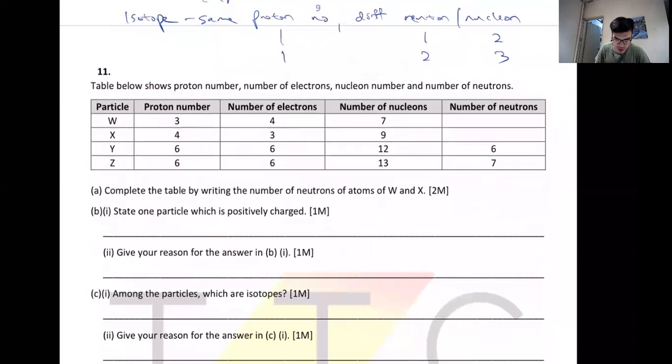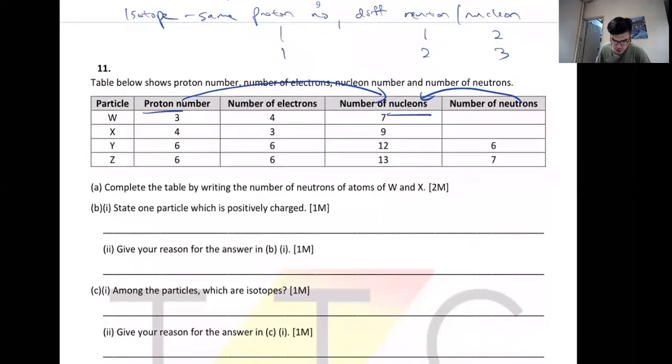All right, the table below shows proton number, electron number, nucleon number, and neutron number. So you have your proton here, your electron here, nucleon here, and neutron here. Nucleon is neutron plus proton, these two added together. That's why you have 6 plus 6 equals 12. Then you have 6 plus 7 equals 13.